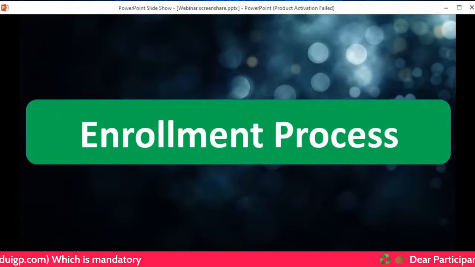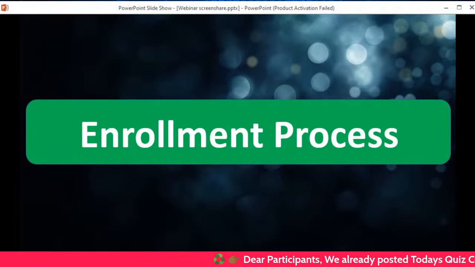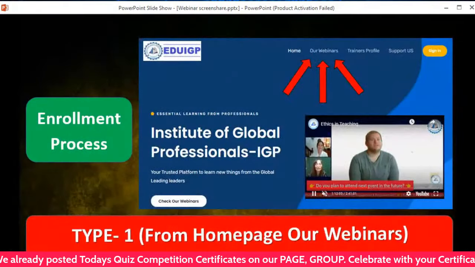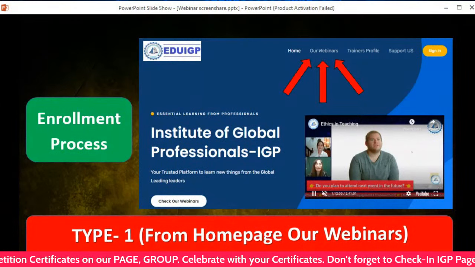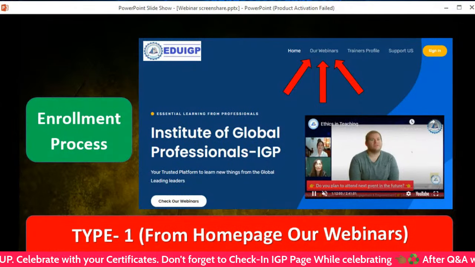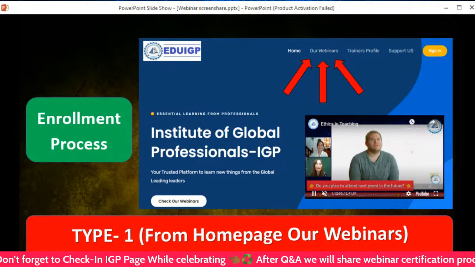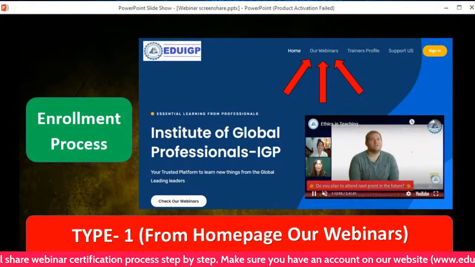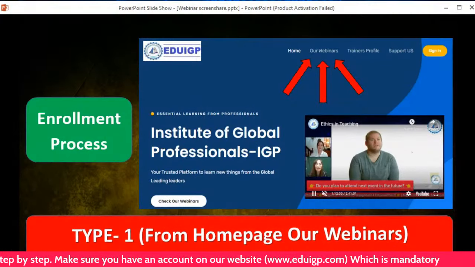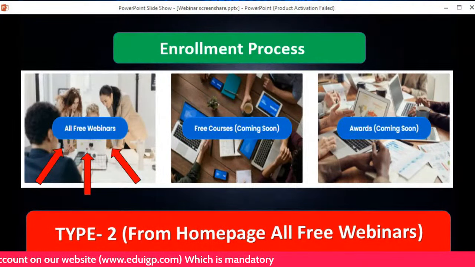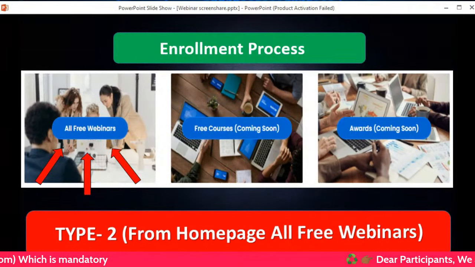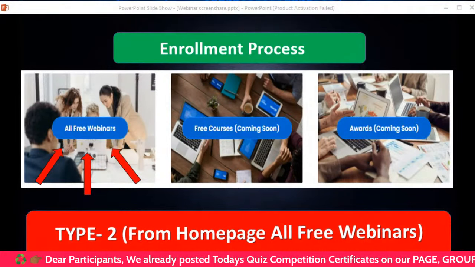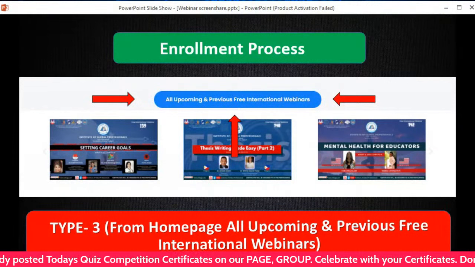So let us take a look at the enrollment process for the new people here in our institution, the IGP. This one is type one, from our homepage. You can see there our webinars. Just click that. Then in type two, from our homepage, you can see all free webinars and our free courses that are coming soon. You can see that on our page.